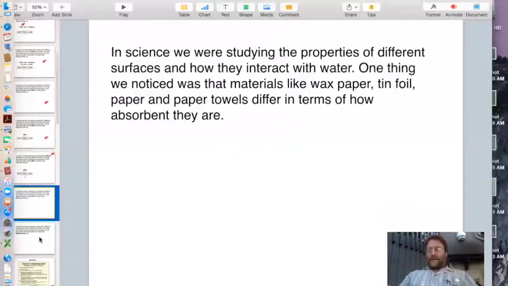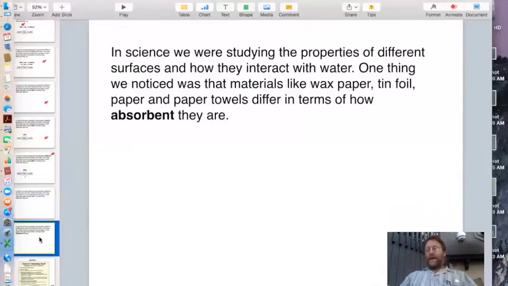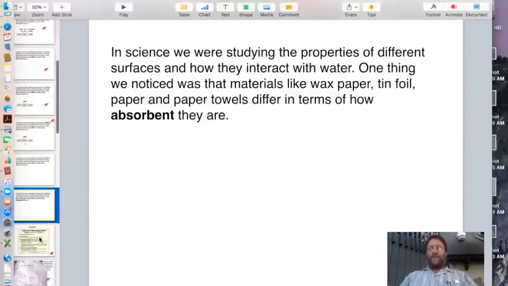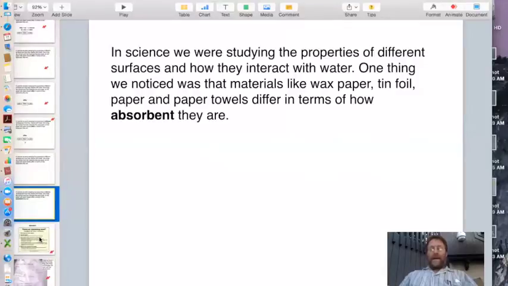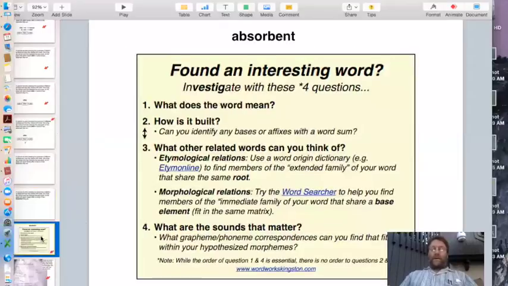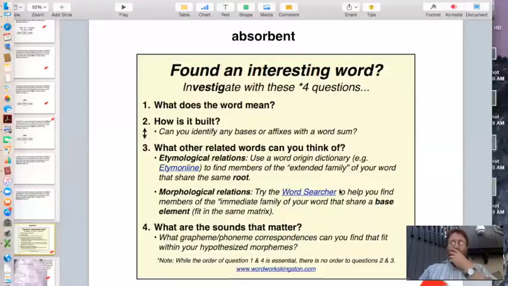So after we investigated a couple of their words, we talked about a few other things. Then I said, okay, well, I was curious about this word absorbent. And I told the story that Nate had brought this up, or I had this conversation with Nate. And I said, well, here's the little reminder of the way that we investigate words.